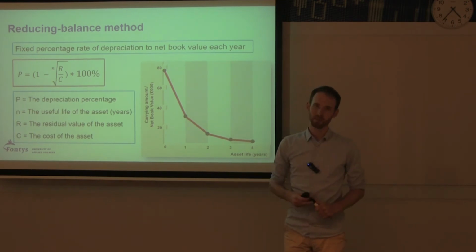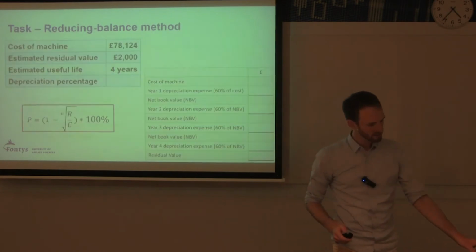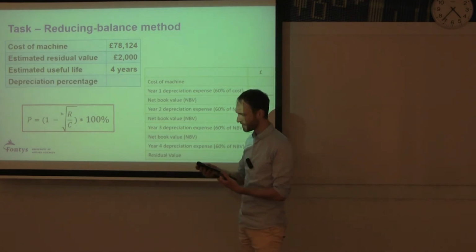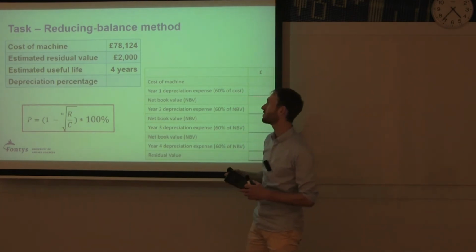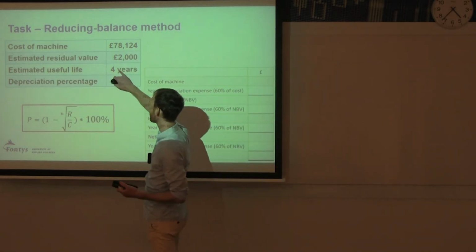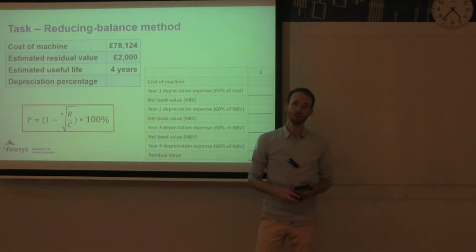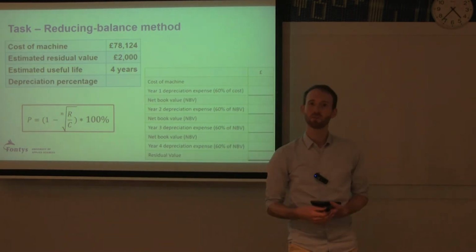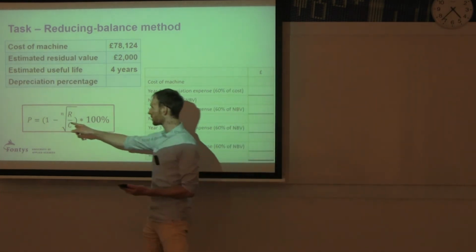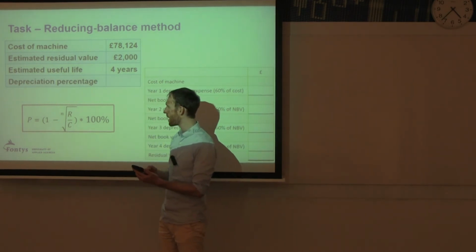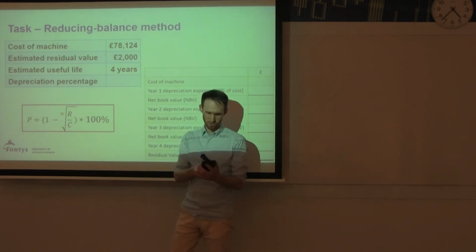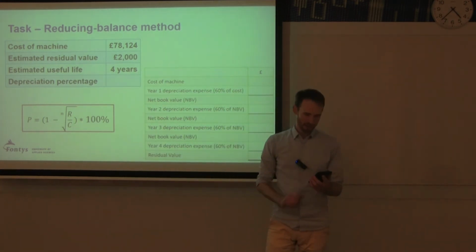Let's take an example. Let's assume that we have the same calculation, the same task. Basically, we have still 78,124 as the cost of the asset. We have a residual value and 4 years. So please also try that at home. Try to put in the different components into your calculator, and then we see what the result is. So we start with 1 minus, or open bracket before, the fourth root, because we have 4 years. So simply set 4 and the root.